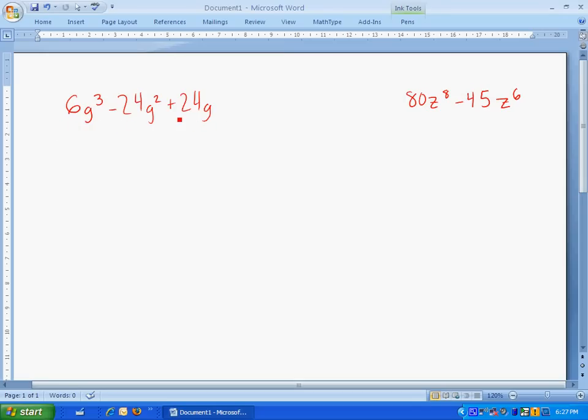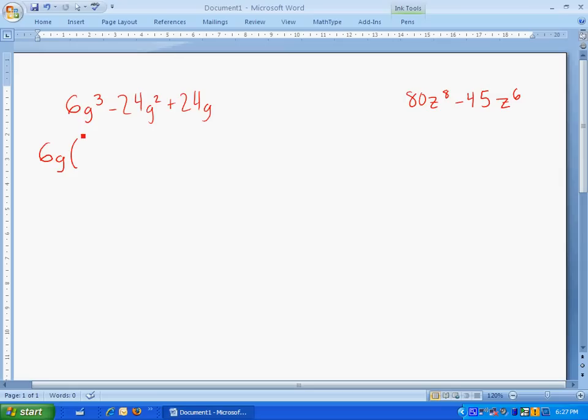So let's take this first one right here, and we're going to first look for the greatest common factor. Looks like 6 goes into all three of these terms. So I'm going to make sure that I take a 6 out. Now it looks like all three of them have a g, and so we're going to take a g out as well. Now if the exponents were higher, I could take a higher exponent of g out, but since 1 is the most that I can take out of all of them, then that's what I'm going to take out for now.